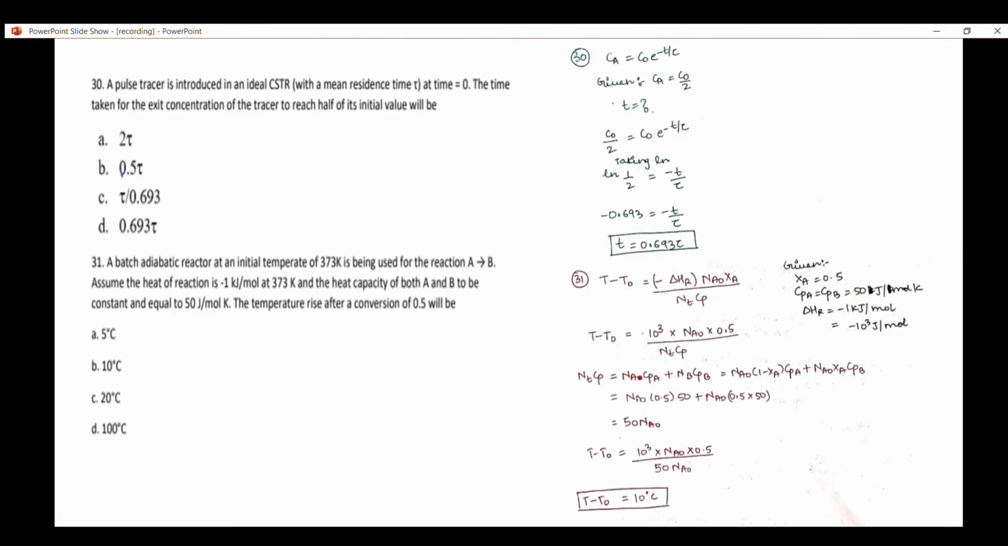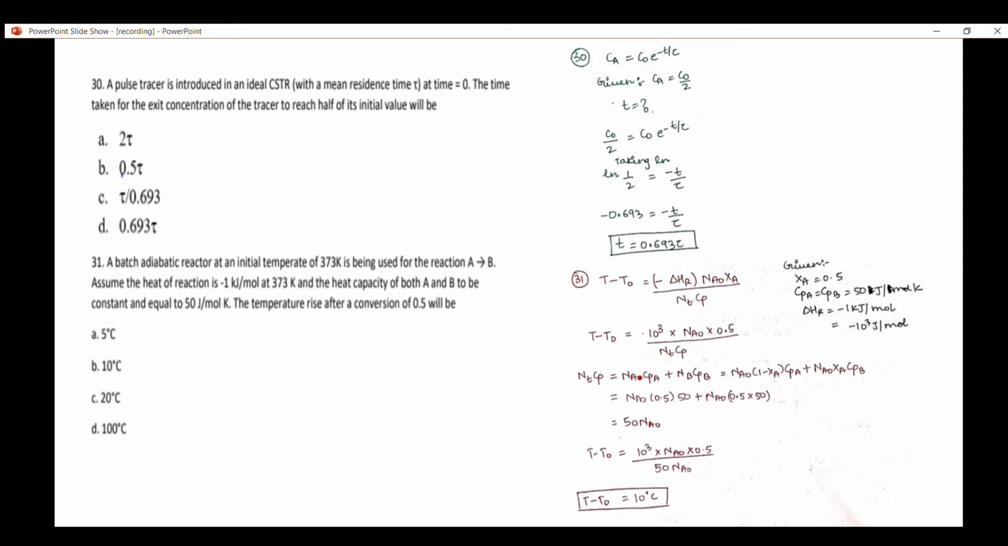30th, a pulse tracer is introduced in an ideal CSTR at time equals 0. We have to find out the time taken for the exit concentration of the tracer to reach half of its initial value. So CA is CA naught by 2, which is half of the initial value, and we know that CA is given as C naught e to the power minus t by tau, and we have to find out this time. So on doing basic mathematical calculations, we'll get t equals 0.693 times tau.